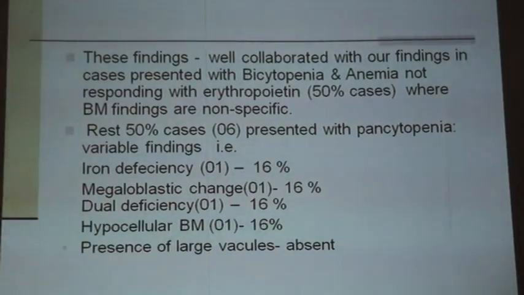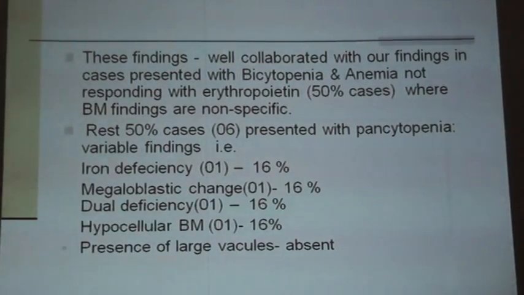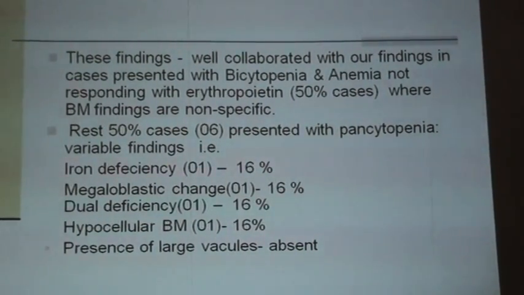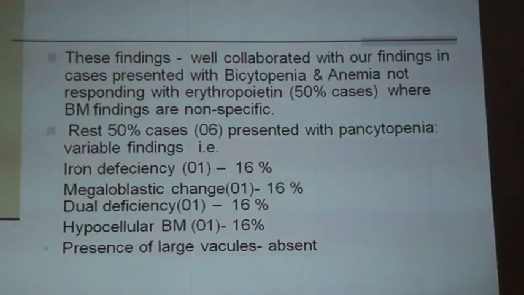If we analyze our data, it corroborates their data, particularly in bicytopenia cases and anemia patients, which account for 50% of the study group. Then the rest of the 50% cases, the pancytopenia group, have variable findings like iron deficiency, megaloblastic anemia, dual deficiency and hypocellular bone marrow.